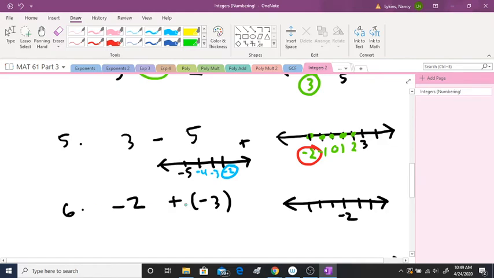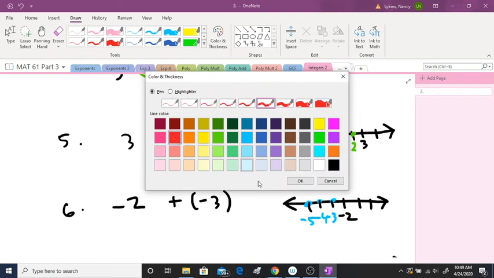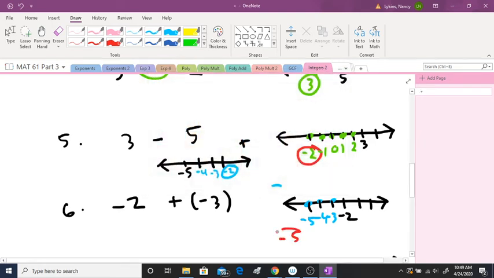Now what about when you have 2 negatives? Well, remember, 2 negatives do not make a positive, so that means I'm going to start at negative 2. I'm going back 3, so I'm going to the negative end. 1, 2, 3. So that's negative 3, negative 4, negative 5. So my answer is negative 5.